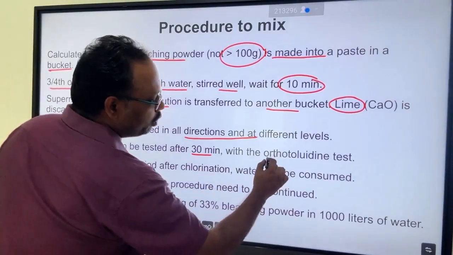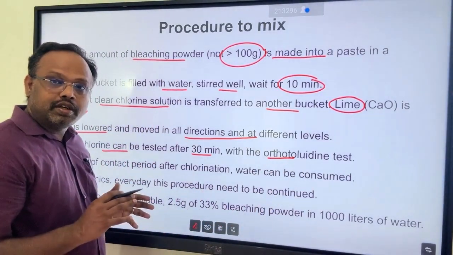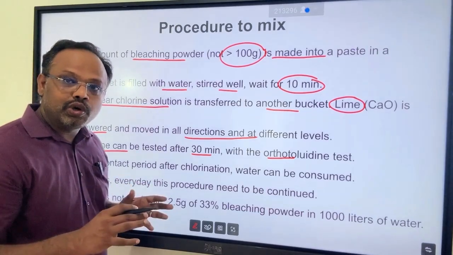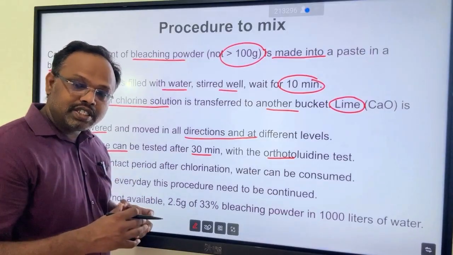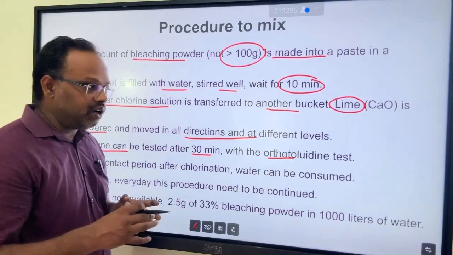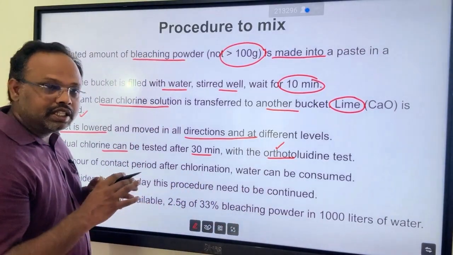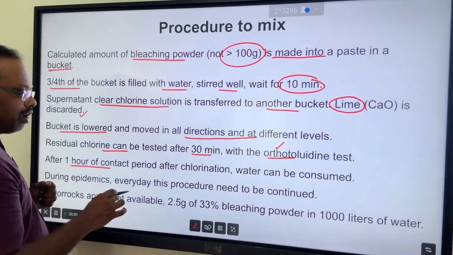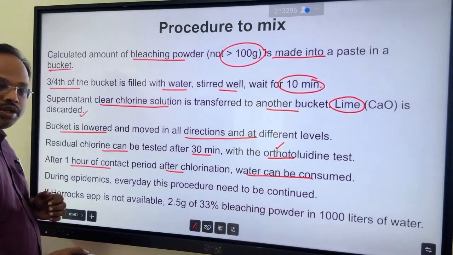with the orthotoluidine test. The purpose of the orthotoluidine test is to identify the amount of residual chlorine present in the water. If we do the orthotoluidine test, we can identify whether the residual chlorine present in the water is adequate or not. Once this test indicates that the residual chlorine is present, then after 1 hour of contact period after chlorination, you can advise the water to be consumed.